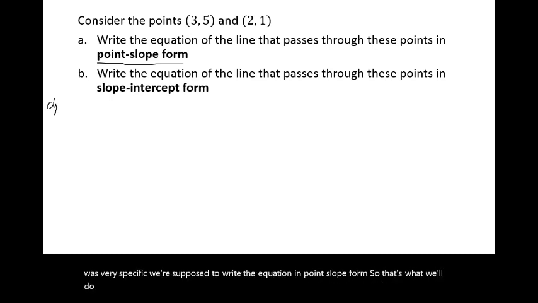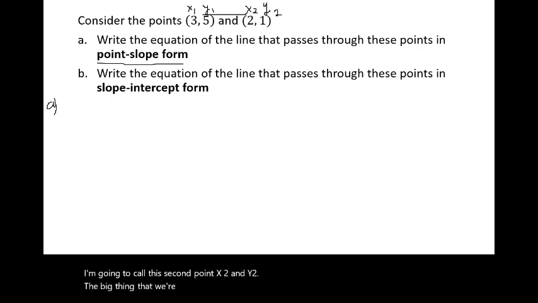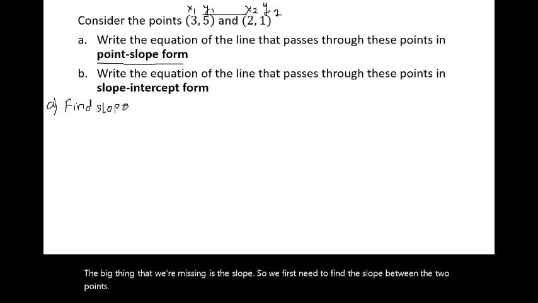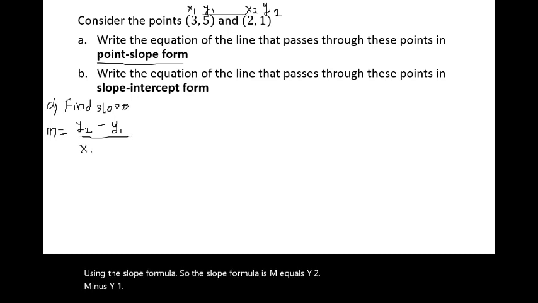Now, we have a couple of points. I'm going to call this first point x1 and y1. I'm going to call this second point x2 and y2. The big thing that we are missing is the slope. So we first need to find the slope between the 2 points using the slope formula. So the slope formula is m equals y2 minus y1 over x2 minus x1.